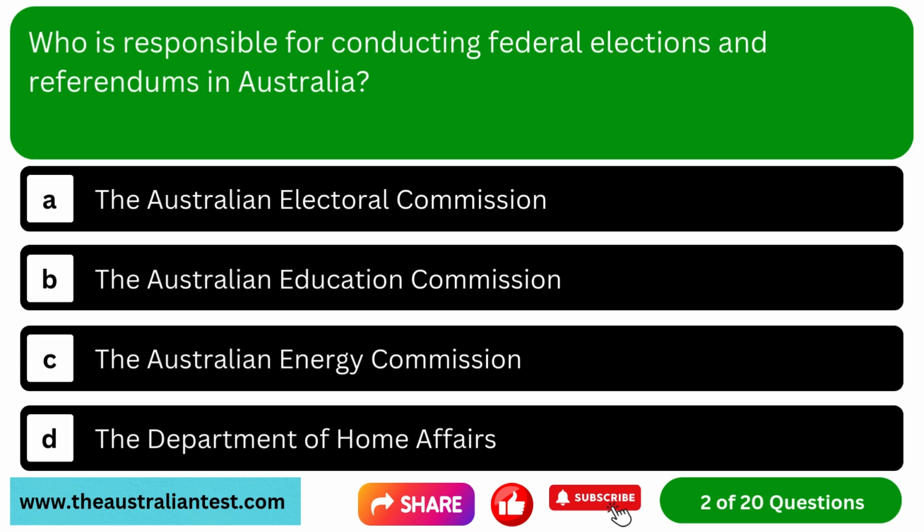Question 2. Who is responsible for conducting federal elections and referendums in Australia? Option A, the Australian Electoral Commission. Option B, the Australian Education Commission. Option C, the Australian Energy Commission. Option D, the Department of Home Affairs.